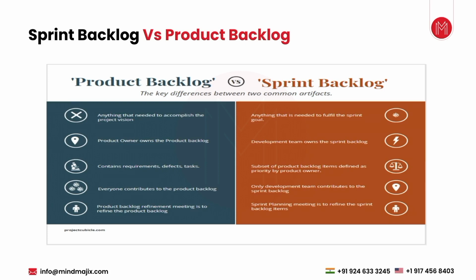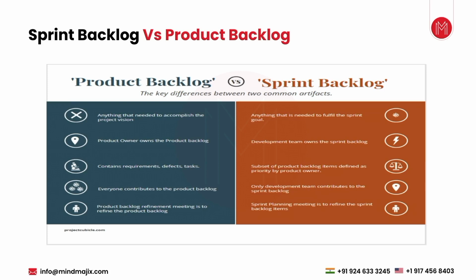So product backlog, anything that is needed to accomplish the product vision is known as the product backlog. Anything that is needed to fulfill the sprint goal is known as the sprint backlog. What is happening is that anything which is needed to accomplish the project vision, in the sense that when we are developing any new product, obviously there is a vision that we are creating some project or some product, right?